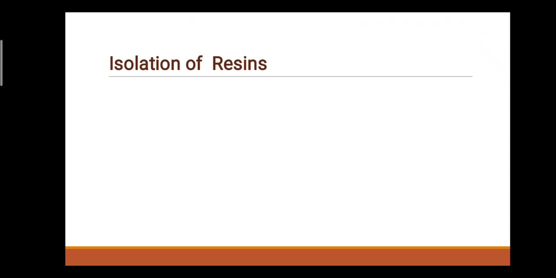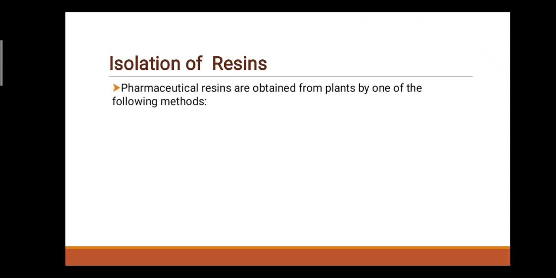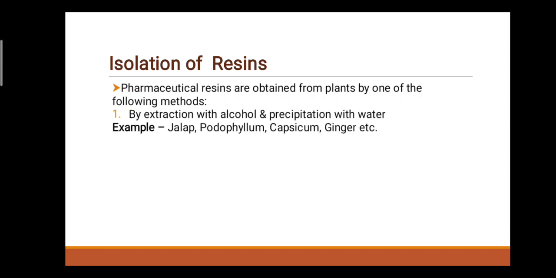Then next point, isolation of resins. Pharmaceutical resins are obtained from plants by one of the following methods. First one, by extraction with alcohol and precipitation with water. Example, jalap, podophyllum, capsicum, ginger, etc. Second one, by distillation for separation of oil.